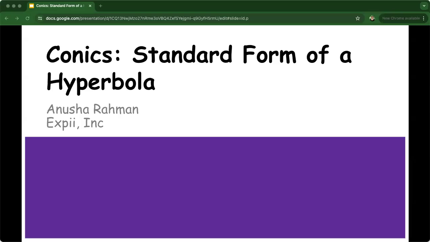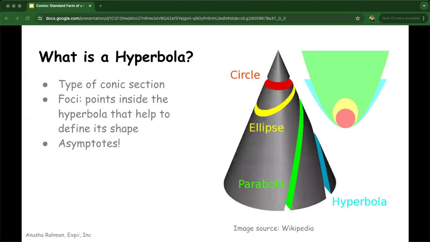Conics, the standard form of a hyperbola. A hyperbola is a type of conic section, which is a curve formed by the intersection of a plane and a double cone.